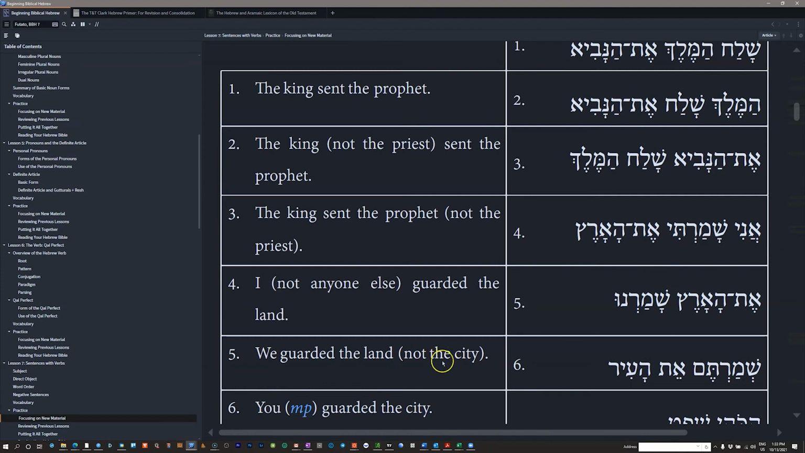And so that's why he puts the parenthetical note. We guarded the land, not something else like the city. All right. So you guys certainly should not be providing information like this in your translation. The only reason he's doing it is he's pointing out that the land is fronted here. And so there's some sort of emphasis going on. I'm going to stop there.